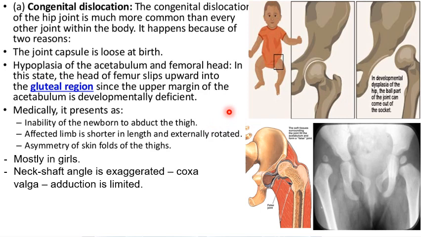So the hypoplasia of the acetabulum and the femoral head is seen, where the head will move or slip upward into the gluteal region like this. In the radiograph you can see it has moved upwards into the gluteal region where the acetabulum is developmentally deficient here, that is posterior superiorly.